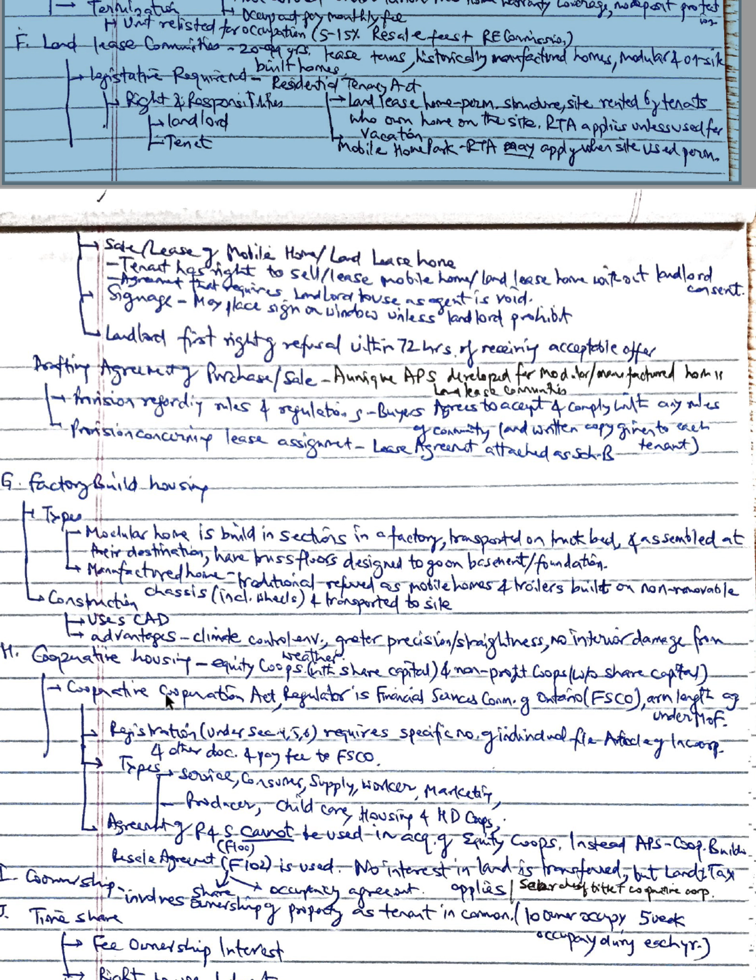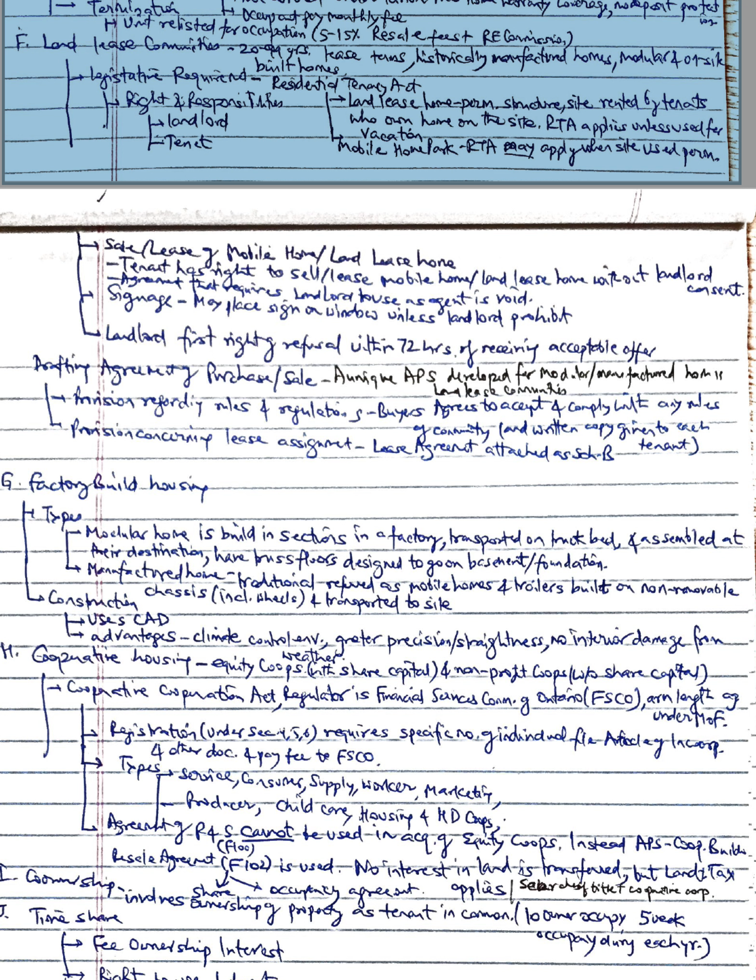If the tenancy agreement provides the landlord with the right of first refusal when the tenant is selling his or her land lease home, the landlord is given 72 hours from the time that the seller receives an acceptable offer from the buyer to purchase the land lease home on the same price and conditions. If the landlord does not agree, the tenant can proceed to sell to the initial buyer. So the landlord does have a first right of refusal.